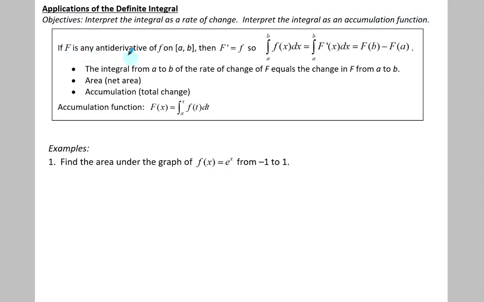If capital F is any antiderivative of f on the closed interval a to b, then capital F prime equals f. So the definite integral from a to b of f of x dx is the same as the definite integral from a to b of capital F prime of x dx, which equals capital F of b minus capital F of a. This is the fundamental theorem of calculus, but notice how we have the definite integral of capital F prime of x, a derivative. A derivative represents a rate of change. So when we are taking the integral of a rate, that rate goes away.